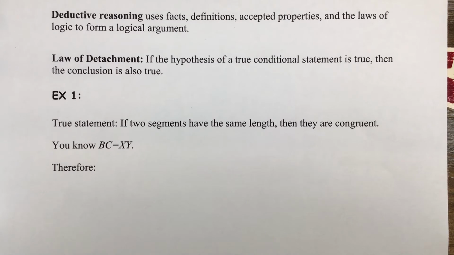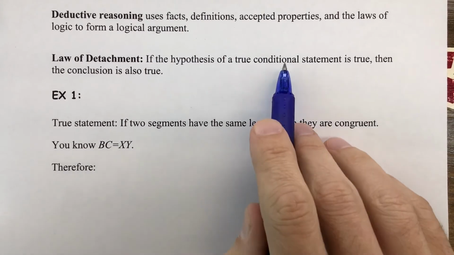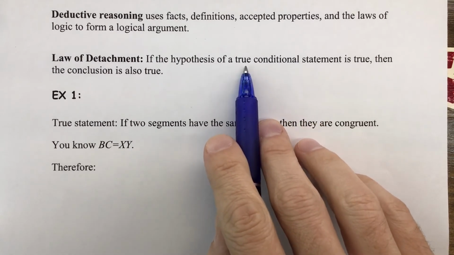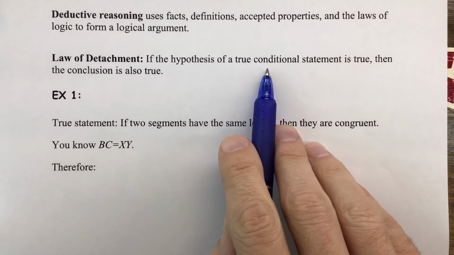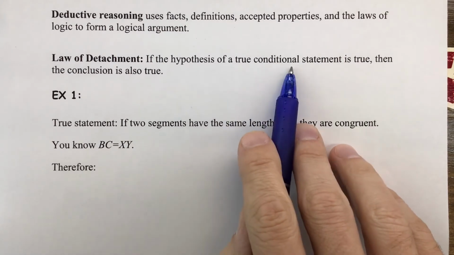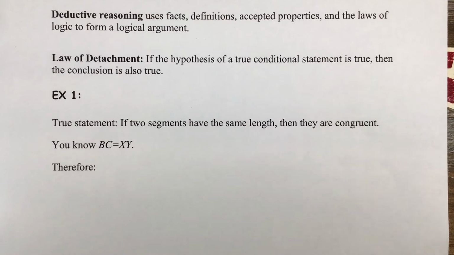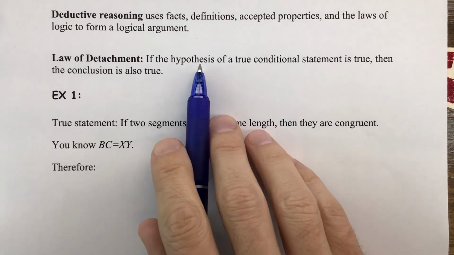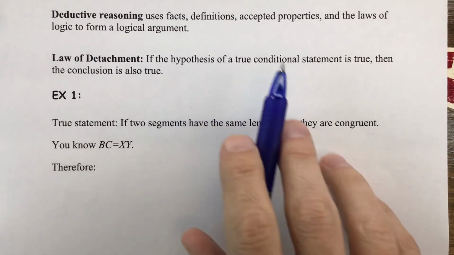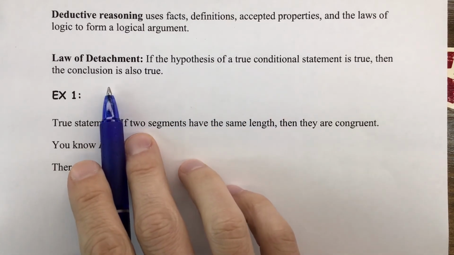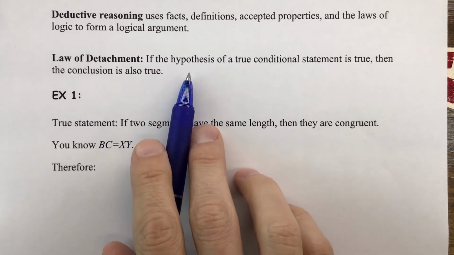First, what we have is the law of detachment, which says if the hypothesis of a true conditional statement is true, then the conclusion is also true. So this all begins with a conditional statement that is true, something that we already have agreed upon is right. A hypothesis leads to a particular conclusion. Okay, so that exists. We then are either told something or we find something that fits the hypothesis. And if that item fits the hypothesis, then we are able to draw a conclusion respective to that item or thing that fit the hypothesis.